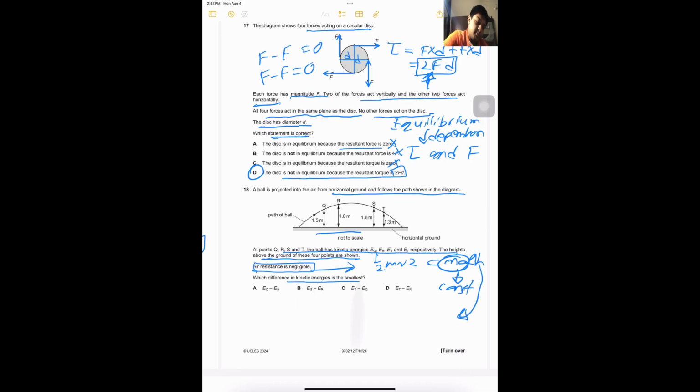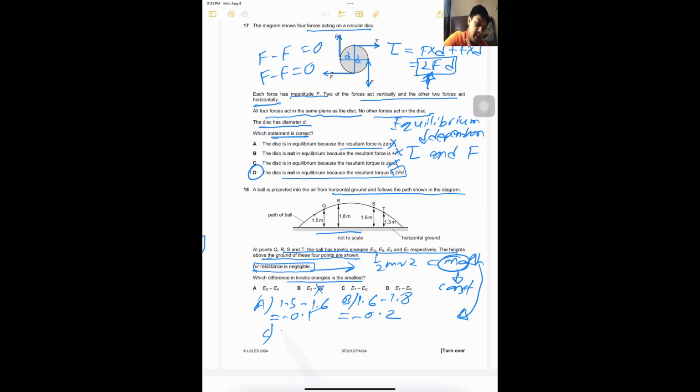So let's see the smallest difference of Ke. For A, EQ, which is 1.5, minus ES, which is 1.6, which is minus 0.1. For B, ES 1.6 minus ER, which is 1.8. This is equal to minus 0.2. So B is already wrong because it is already greater than A.